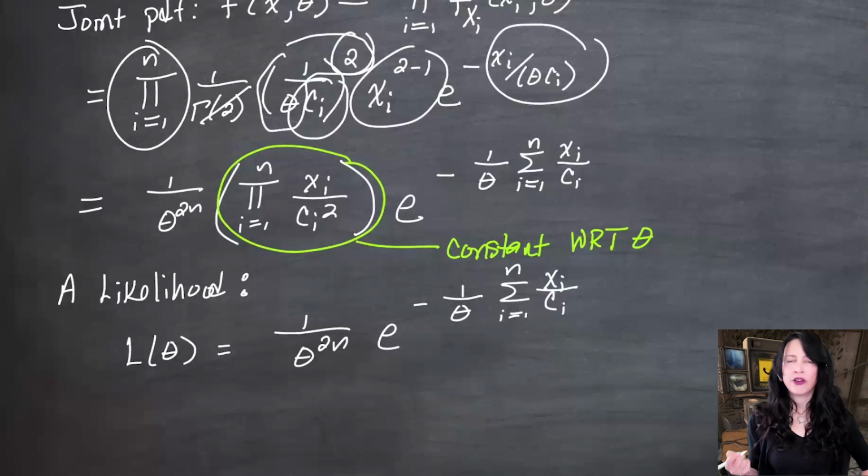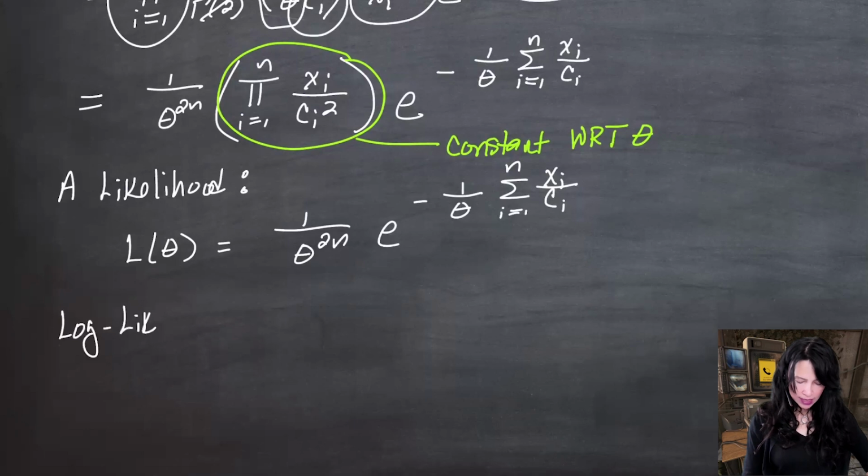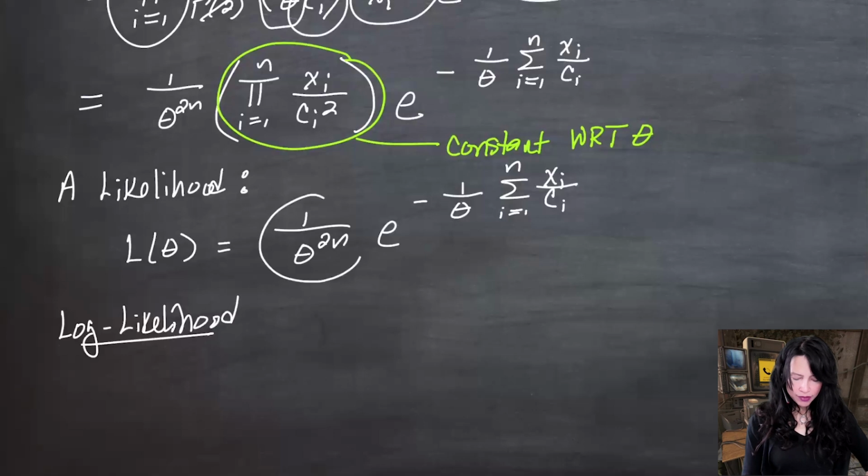My x's are lowercase. You could make them uppercase. We're just doing algebra at this point. We're not trying to give an estimator. But this definitely looks like one of those likelihoods where taking the log would be a good idea. So the log likelihood, we have theta to the negative 2n.